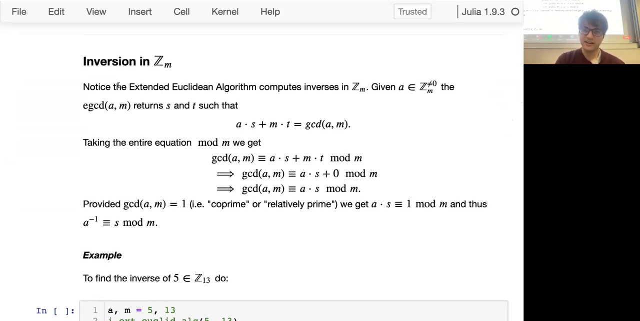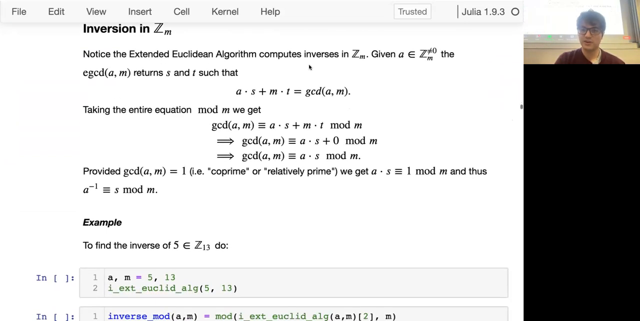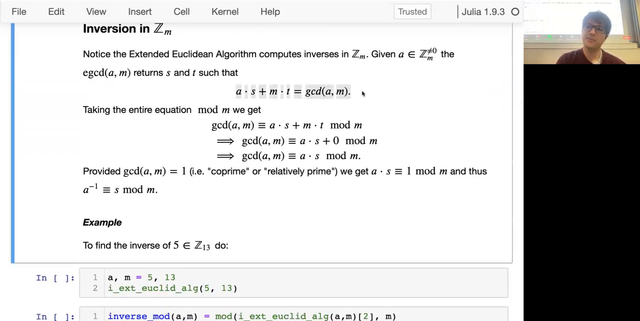Notice the extended Euclidean algorithm computes inverses in the way that we just described. If you give me a and m, I know that a times s plus m times t is equal to the GCD of a and m. If we take that equation mod m, this becomes 0, and we're left with this statement: the GCD of a and m is congruent to a times s mod m. And if we want to find the inverse of a mod m, what does this need to be? 1. Okay, so what should we pick for m?